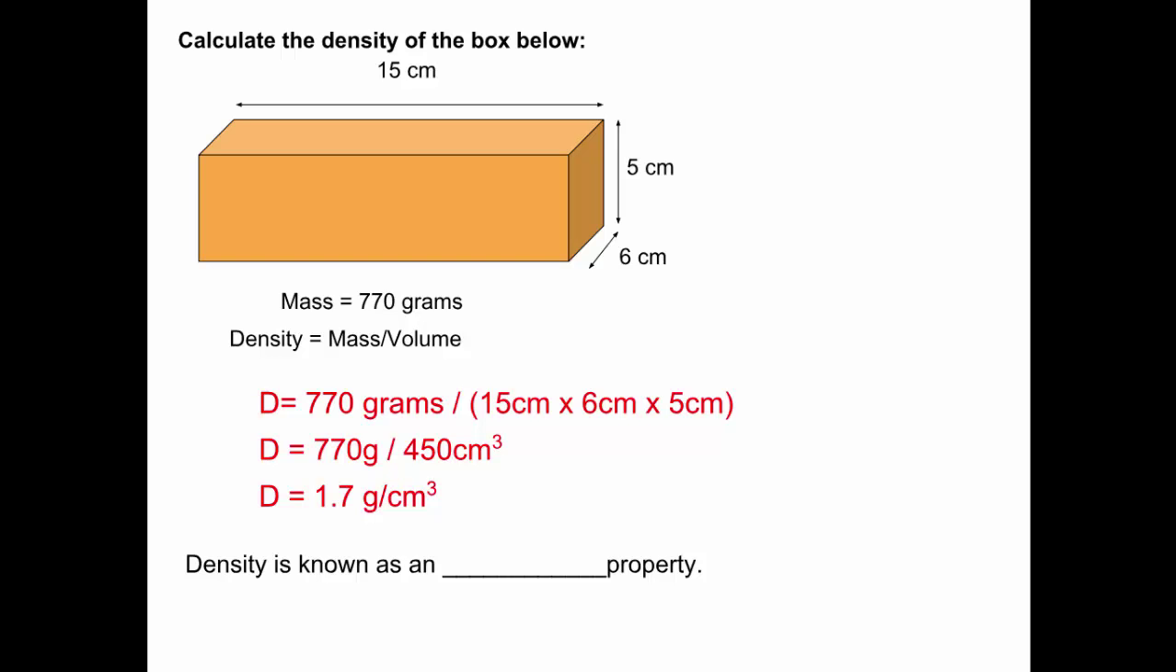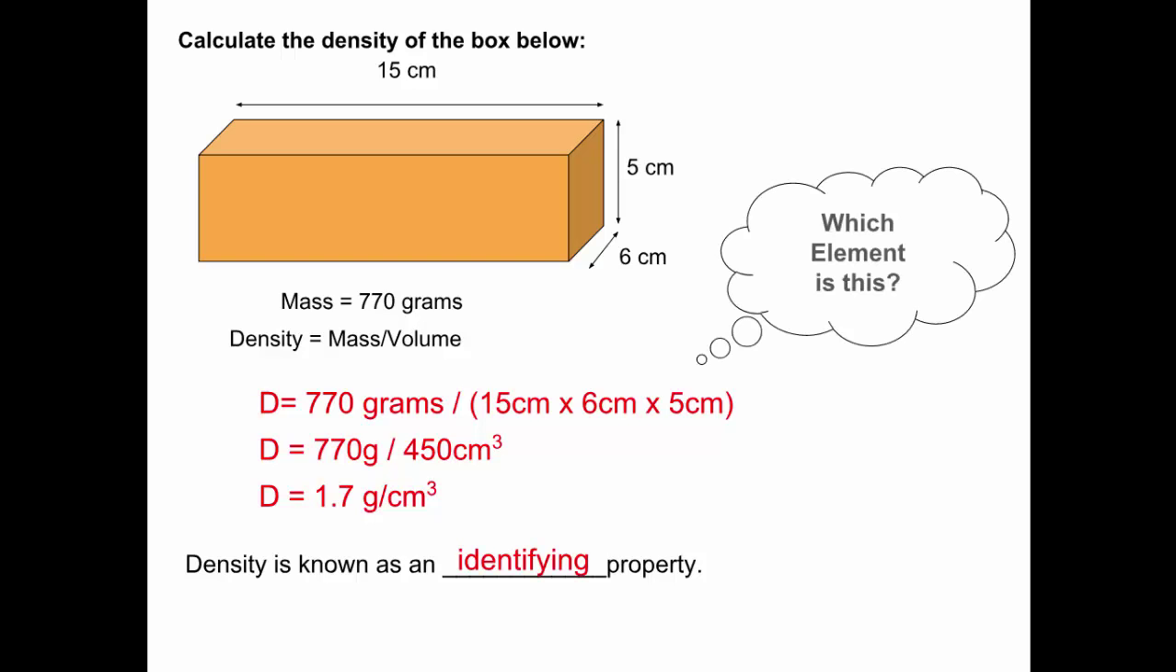Does anyone know what metal this is? Alex? Magnesium. Yeah, look at that. Magnesium has a density of 1.7 grams per cubic centimeter.